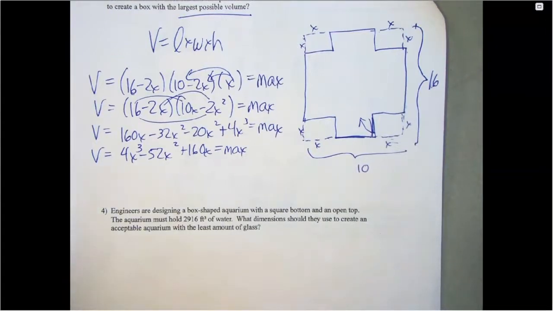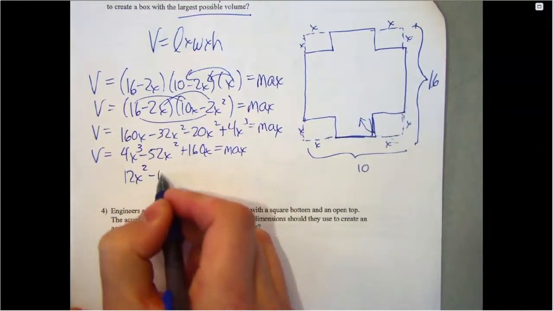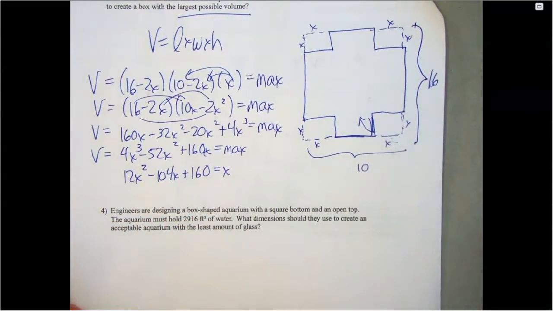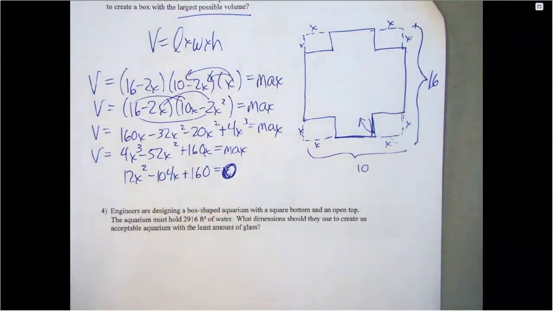Now I can take the derivative and set it equal to 0. So 12x squared minus 104x plus 160 equals 0. I don't think you can factor that. I'm just going to solve it for you in my calculator. Does it factor? Do some math. Let me know what you think. So 12. Yeah. Twice. Oh, it does.